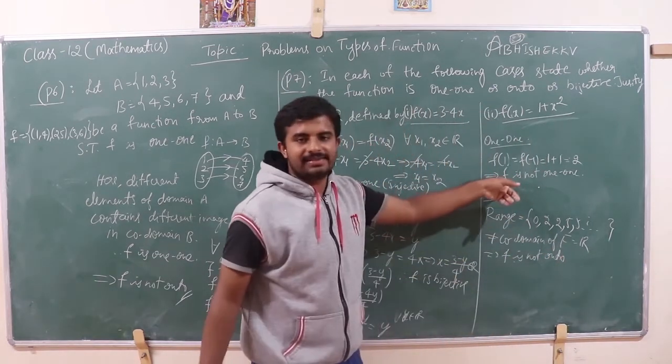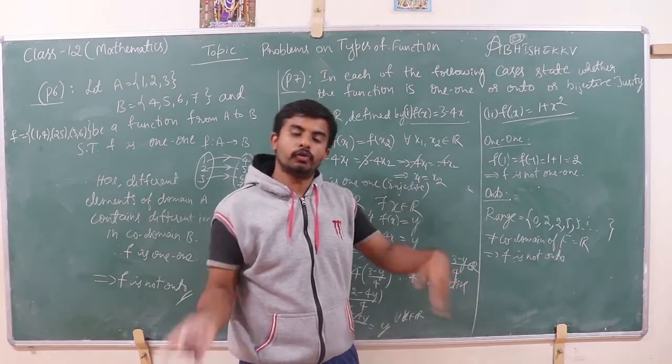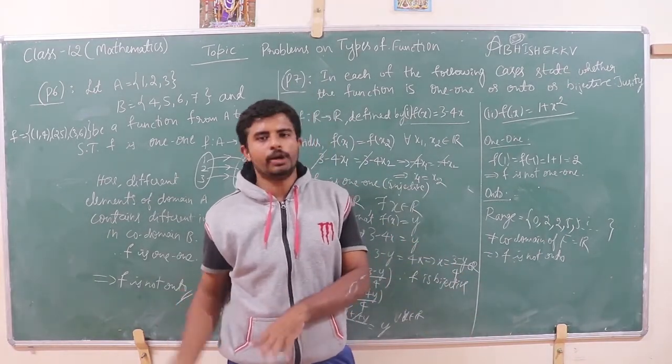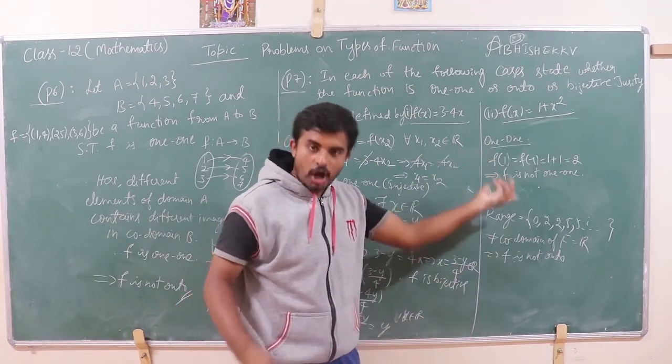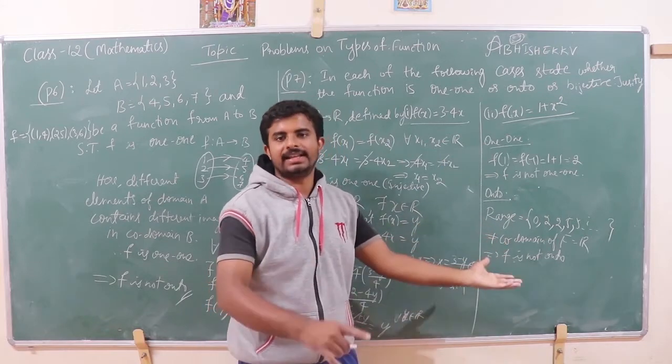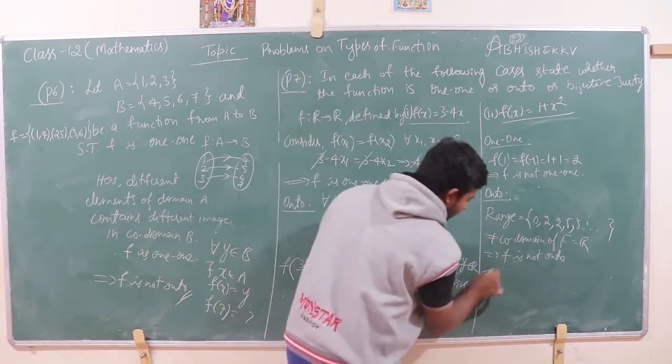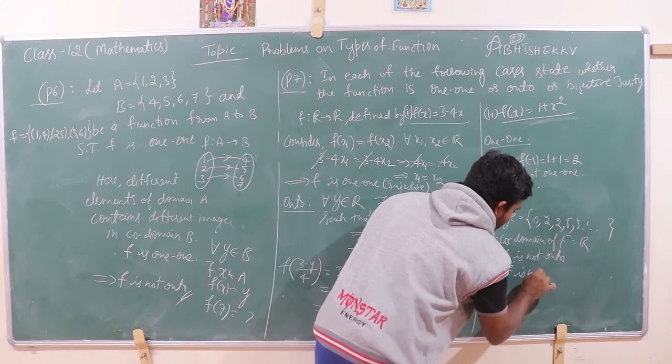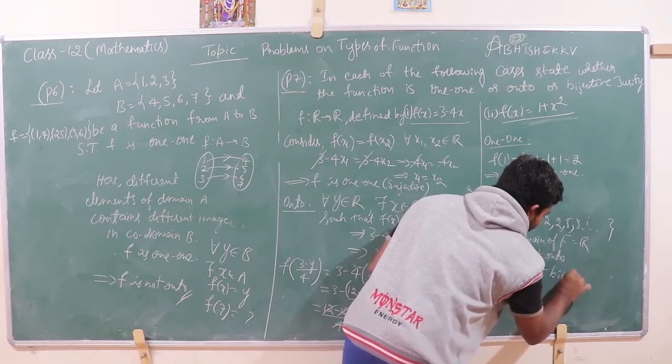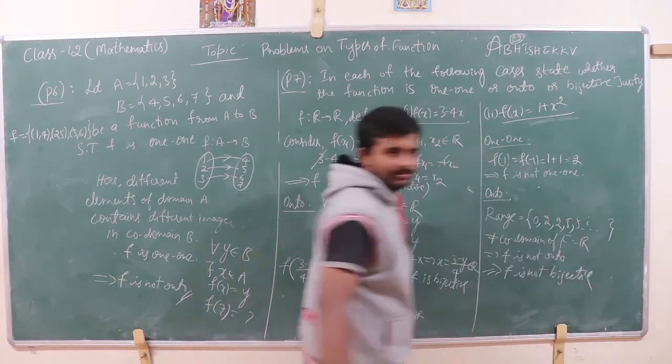Since f is neither one-one nor onto, if one of the types does not hold, then it is not bijective. Here f is not one-one and f is not onto, that is, neither one-one nor onto. This implies f is not bijective. Yes.